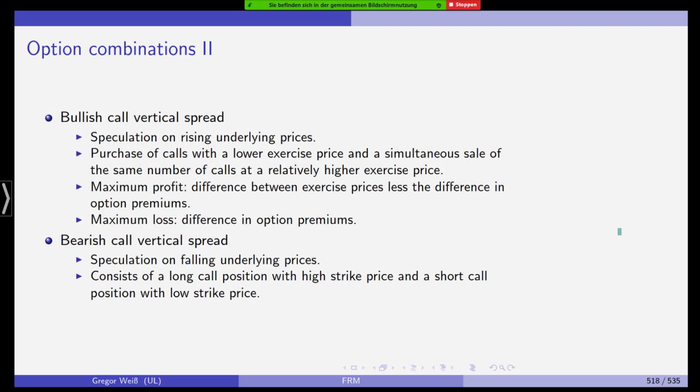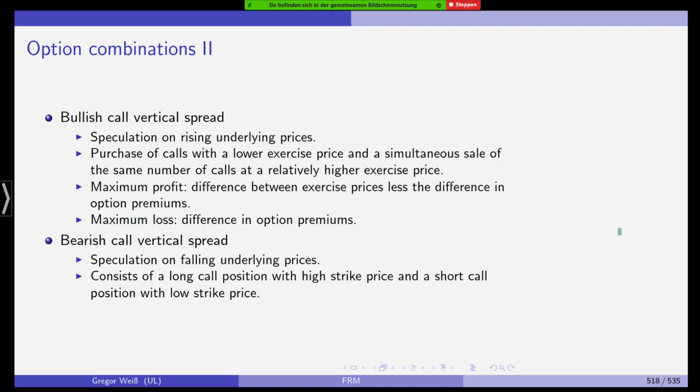So, for example, a bullish call vertical spread. That is, you speculate on increasing stock prices. You purchase calls with a lower exercise price and a simultaneous sale of the same number of calls at a relatively higher exercise price. What is the maximum profit?